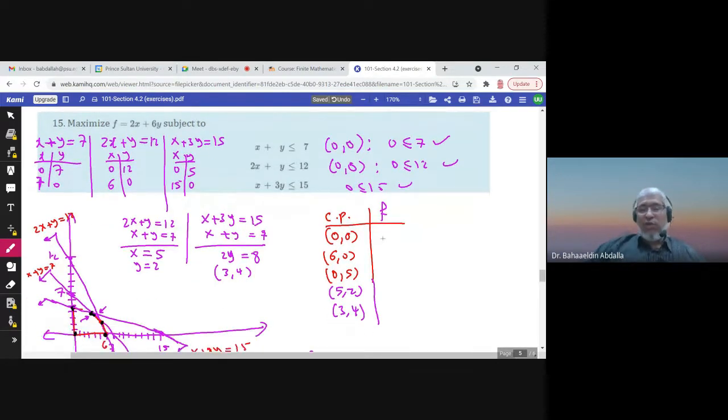substitute in F. So 0, 2 times 6 is 12, plus 6 times 0, 2 times 0 plus 6 times 5, so this is 30. 2 times 5, that's 10, 6 plus 2, 12, 10 plus 12 is 22, 2 times 3 is 6 plus 24. 6 plus 24 is 30.